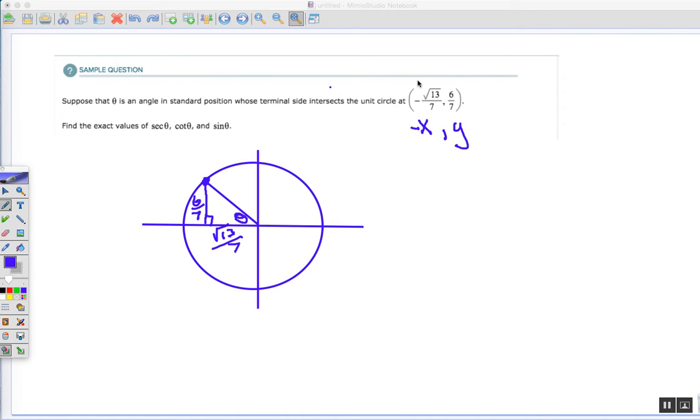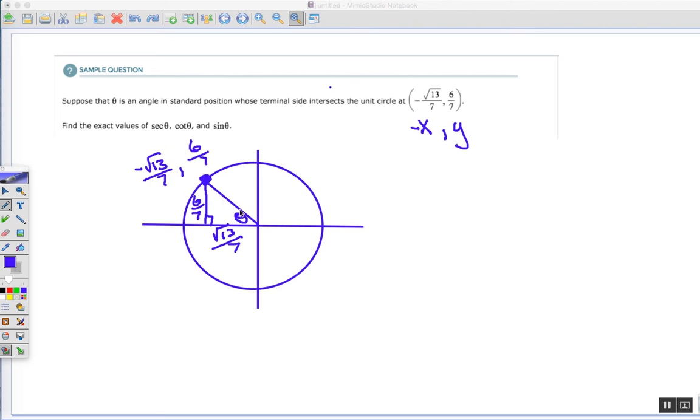So even though you can't tell exactly where negative square root of 13 over 7 falls, we do know that we're going in the negative, or to the left of our origin, and y is positive, so we know we're going up. So this would be the ordered pair negative square root of 13 over 7, 6/7. So that gives us this point here.